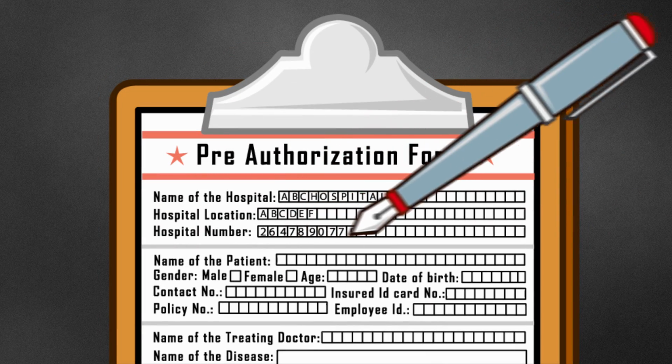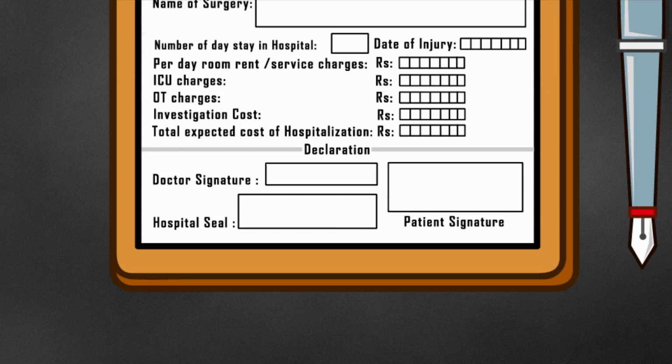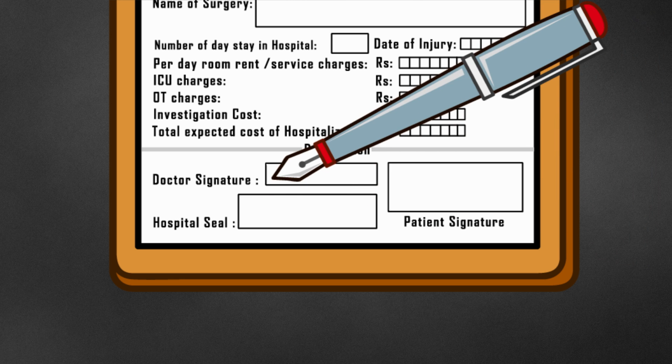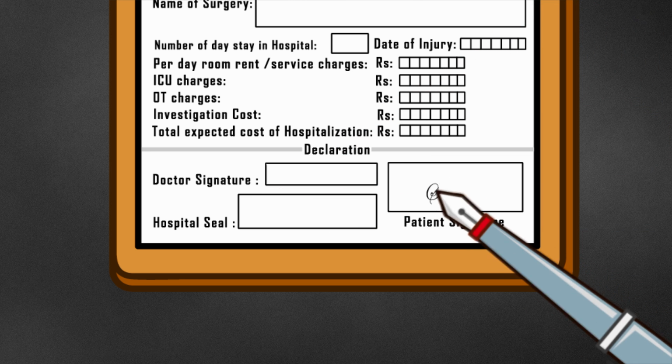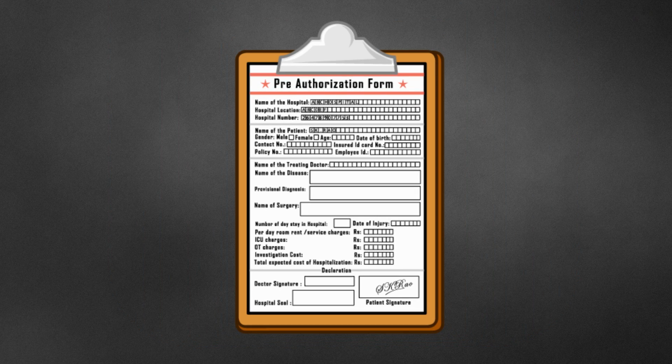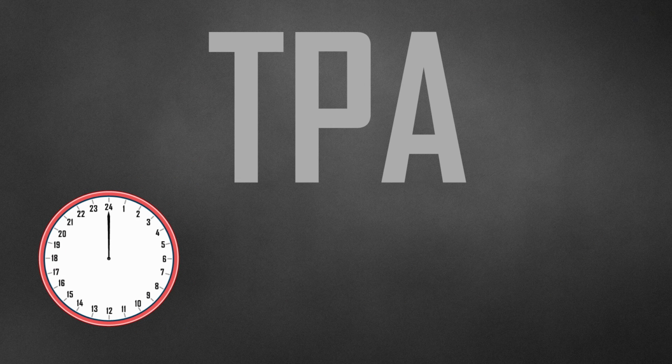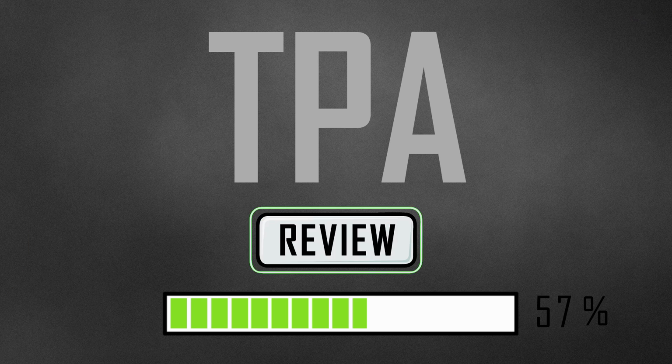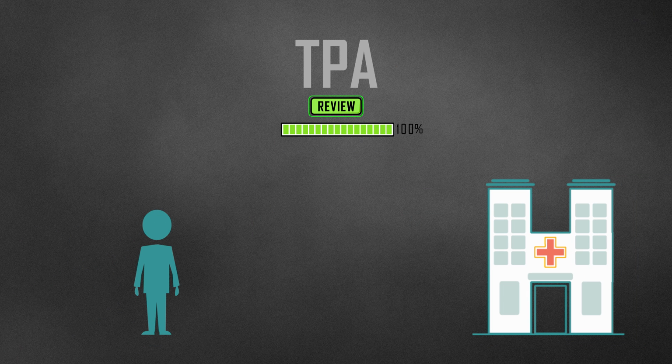This form has also got a section to be filled by the treating doctor as well as the hospital. Please ensure that this form is completely filled, signed and stamped. The completed pre-authorization has to be sent to your TPA within 24 hours of admission. Your TPA will review the pre-authorization form for its completeness and eligibility under your insurance plan. Following which, they will send an authorization letter to you and the hospital.